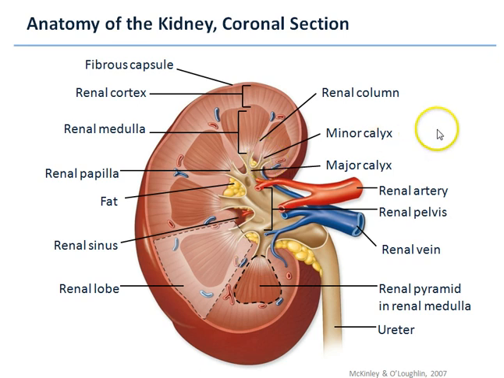This is nestled into a cup-like structure that's called a calyx. A minor calyx initially, and then you'll get several minor calyxes which fuse together to form a major calyx. These converge upon the renal pelvis here, which is then continuous with the ureter. Now these structures that I've just mentioned, the calyces, the pelvis and the ureter, are the structures through which the waste urine will be drained.